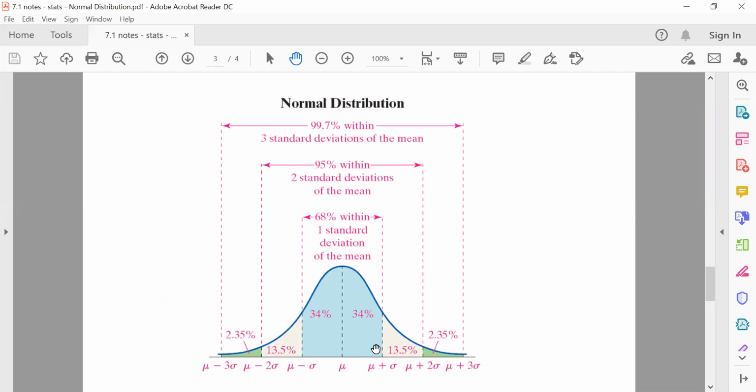Within 1 standard deviation of the mean, 68% of the data falls within there. Within 2 standard deviations of the mean, a total of 95% falls in that range. Finally, within 3 standard deviations of the mean, a total of 99.7% falls in that range. We're going to make use of that quite a bit. We're going to use that empirical rule a lot.